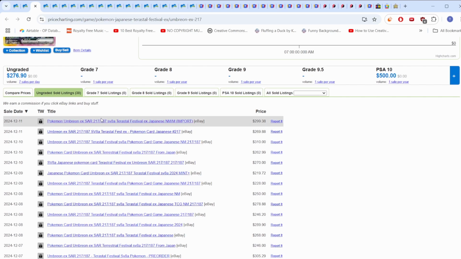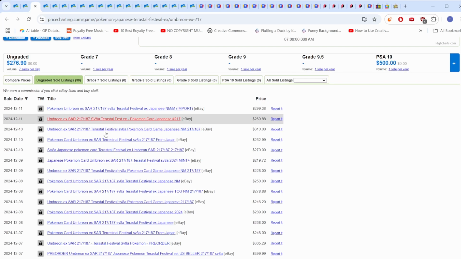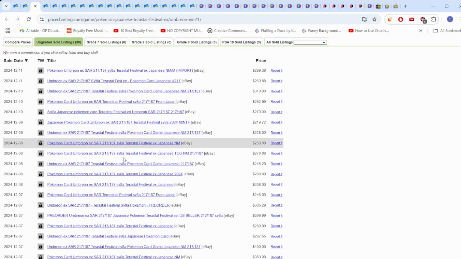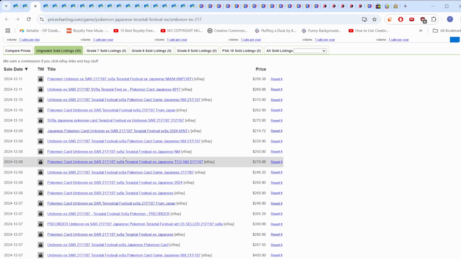So these were about 300, 270, and before that there's still more like 200s. I see a lot more 200s over here. So this was like 3 days ago. There's three sold on the 10th at like 270, and there's one at 300. So yeah, I wouldn't say the market price is 250 yet.